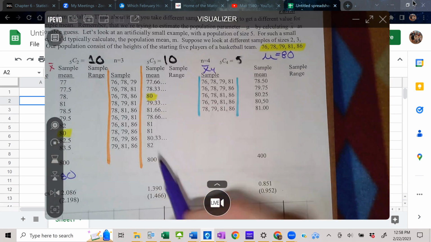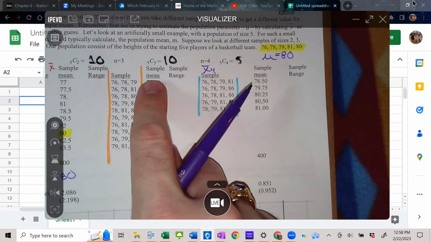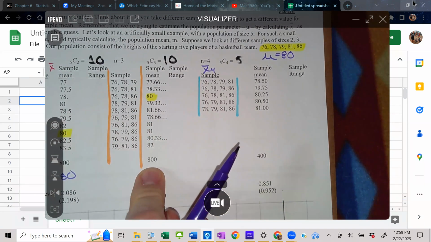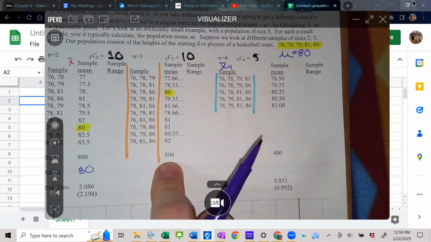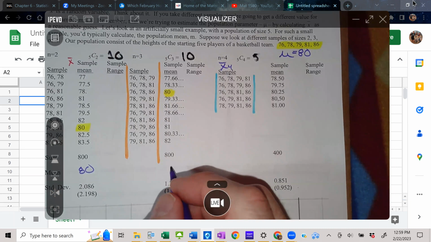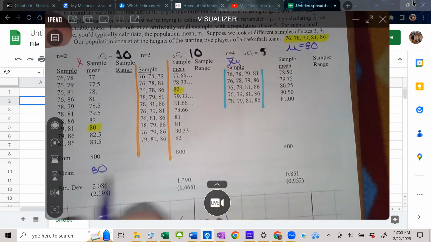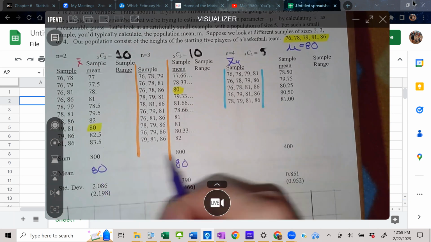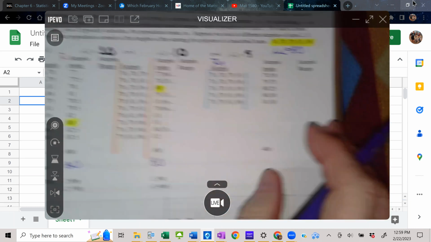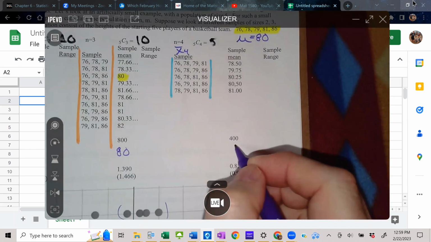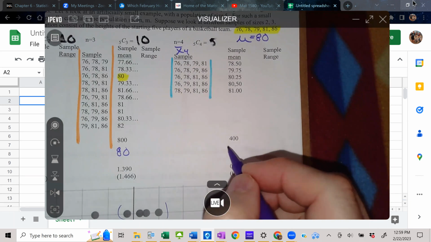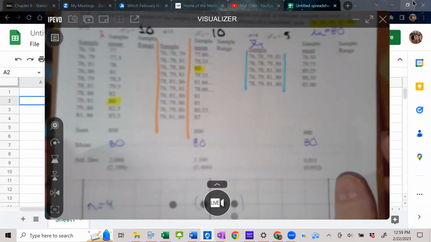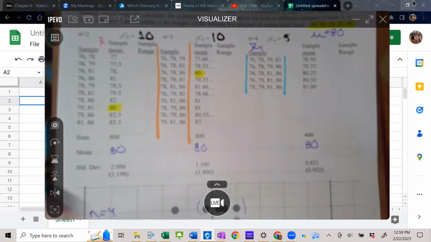Let's look back at something that I overlooked. For samples of size 3, if I total all these up, I get 800. What's the mean of my sample means here? 80. Yeah, same as the last one. 800 divided by 10 is 80. How about over here? When I total these up, I get 400. What's that say about the mean? 80. It's 80 again. Wow. That's starting to feel like something that's not really a coincidence.